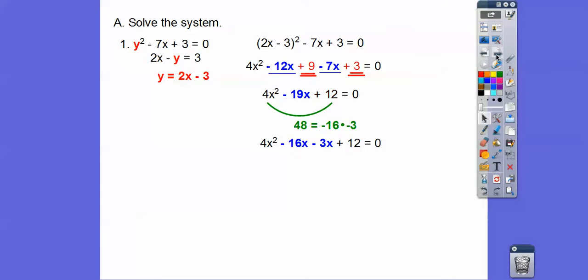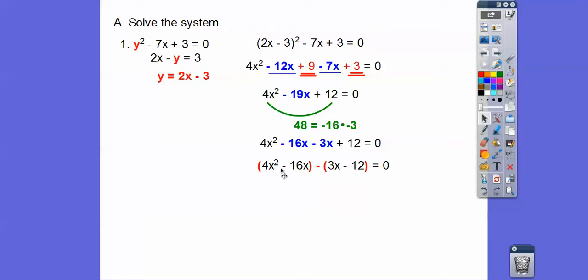So we rewrite that, replacing this negative 19x with these two numbers, negative 16x minus 3x. And then we group the first two together, group the second two together. Notice this negative pulled out, so it changed this plus to a minus. Imagine if we redistributed the negative back through, it'd get us back to there. And then we GCF these two guys.